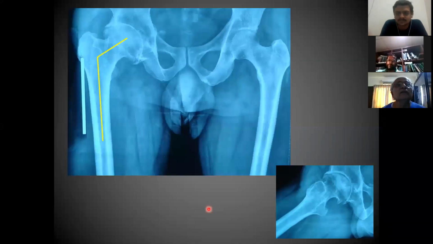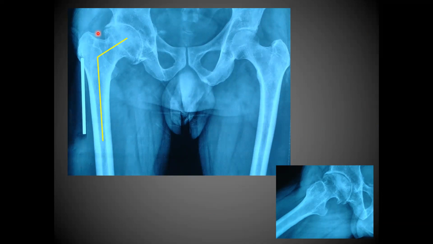So it is nothing but the cam type of deformity, and that is the reason you can see these arthritic changes at the head neck junction. It's like something like a mushroom head. You can see this in the lateral view also.